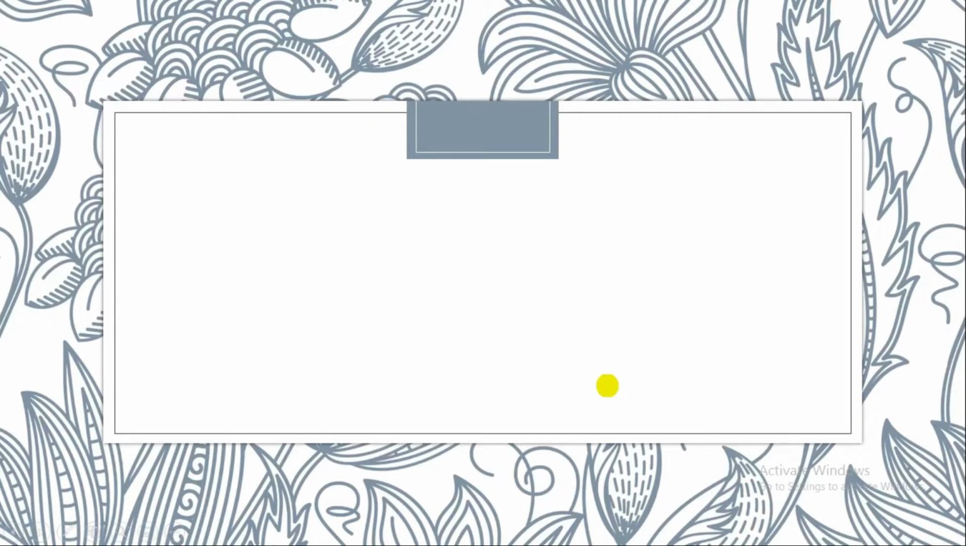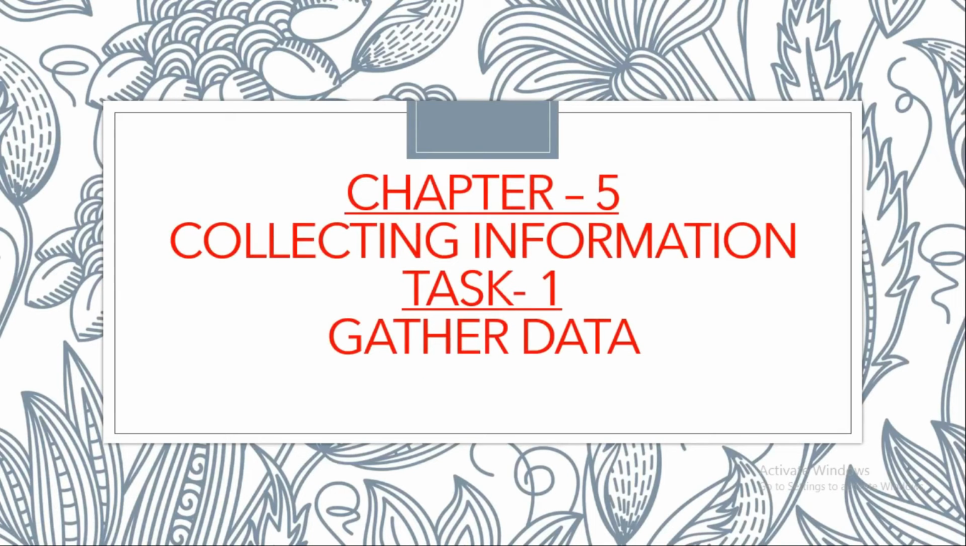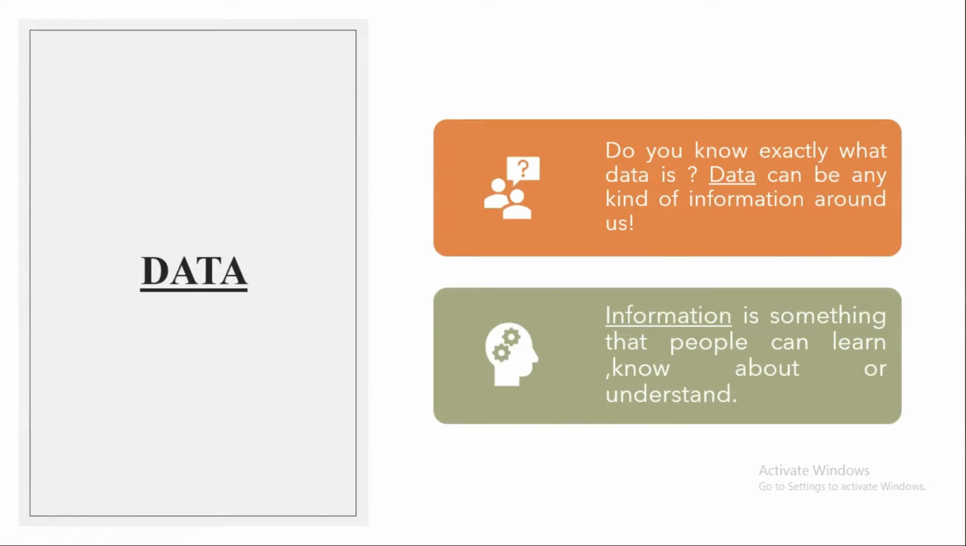Today we are going to study a new chapter, chapter 5, Collecting Information, Task 1, Gather Data. In this chapter we will be discussing some terms called data and information. Moving on to the lesson, the first one is data. Do you know what exactly data is? Data can be any kind of information that is around us.